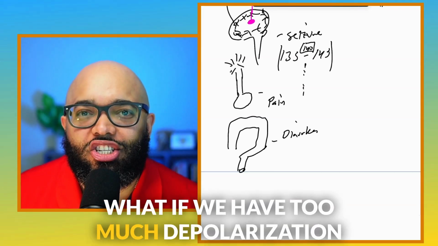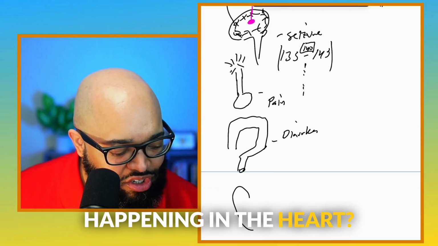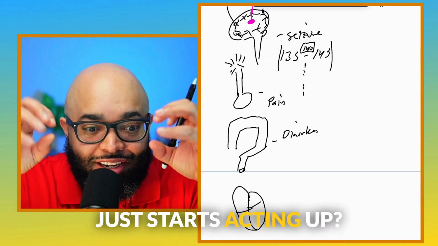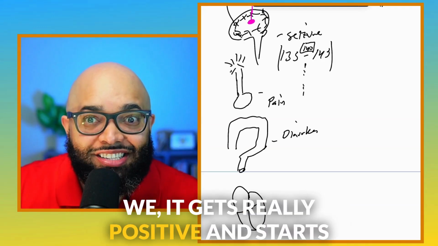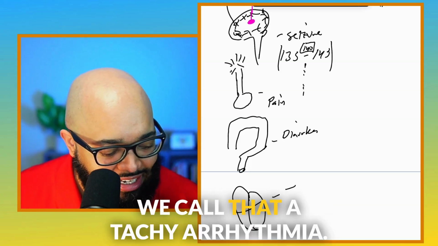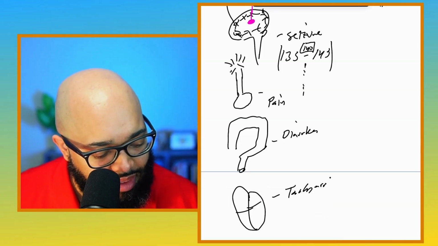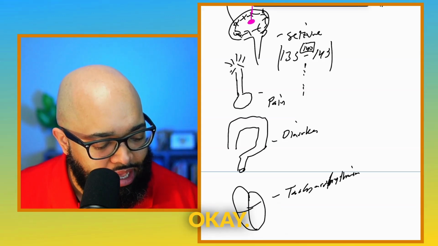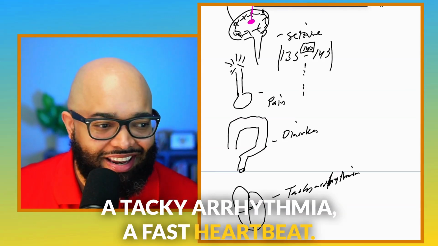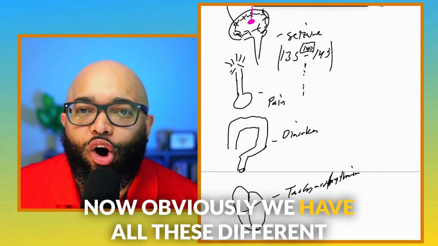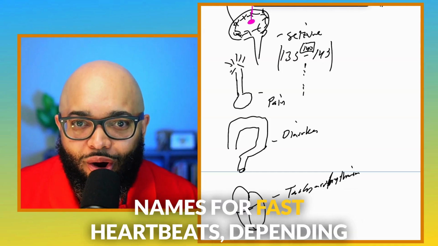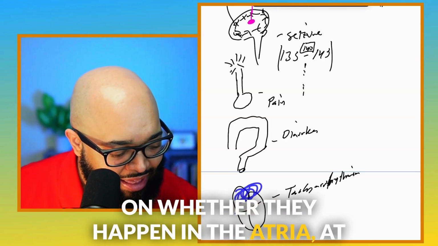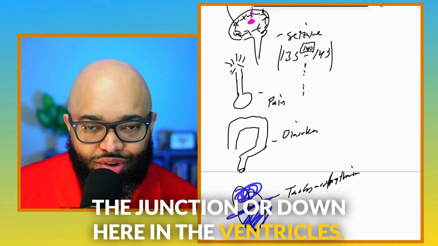What if we have too much depolarization happening in the heart? What do we call that? Where the heart just starts acting up. It gets really positive and starts going crazy. We call that a tachyarrhythmia. Okay? A tachyarrhythmia, a fast heartbeat. Now, obviously, we have all these different names for fast heartbeats, depending on whether they happen in the atria, at the junction, or down here in the ventricles.